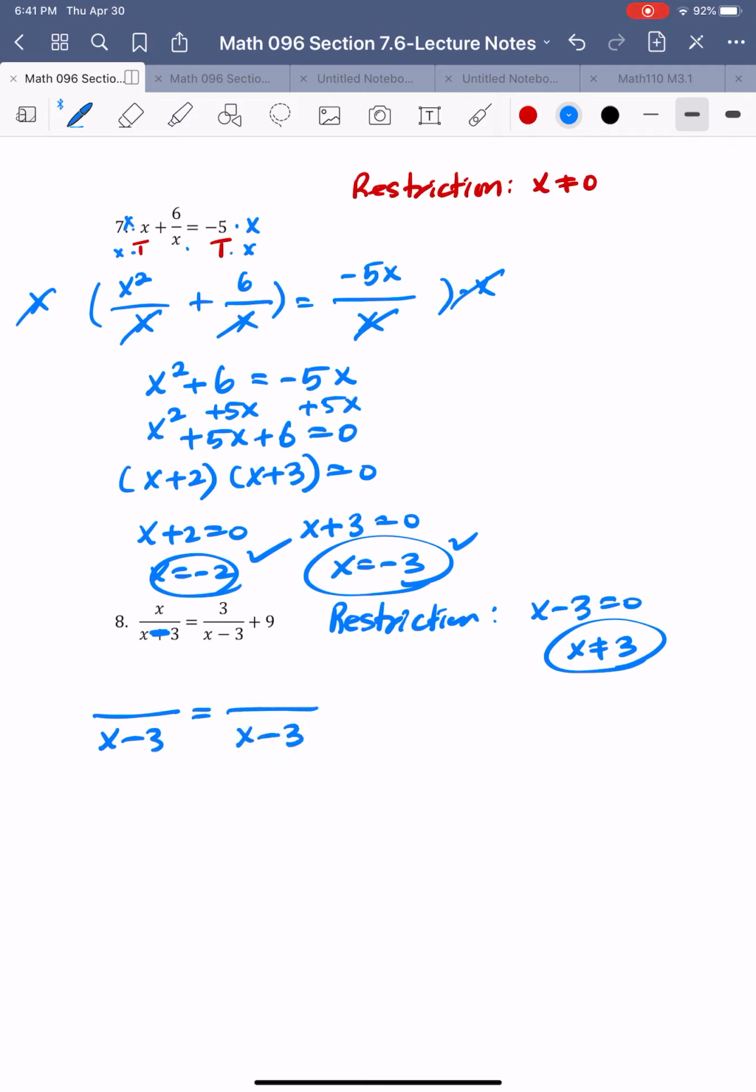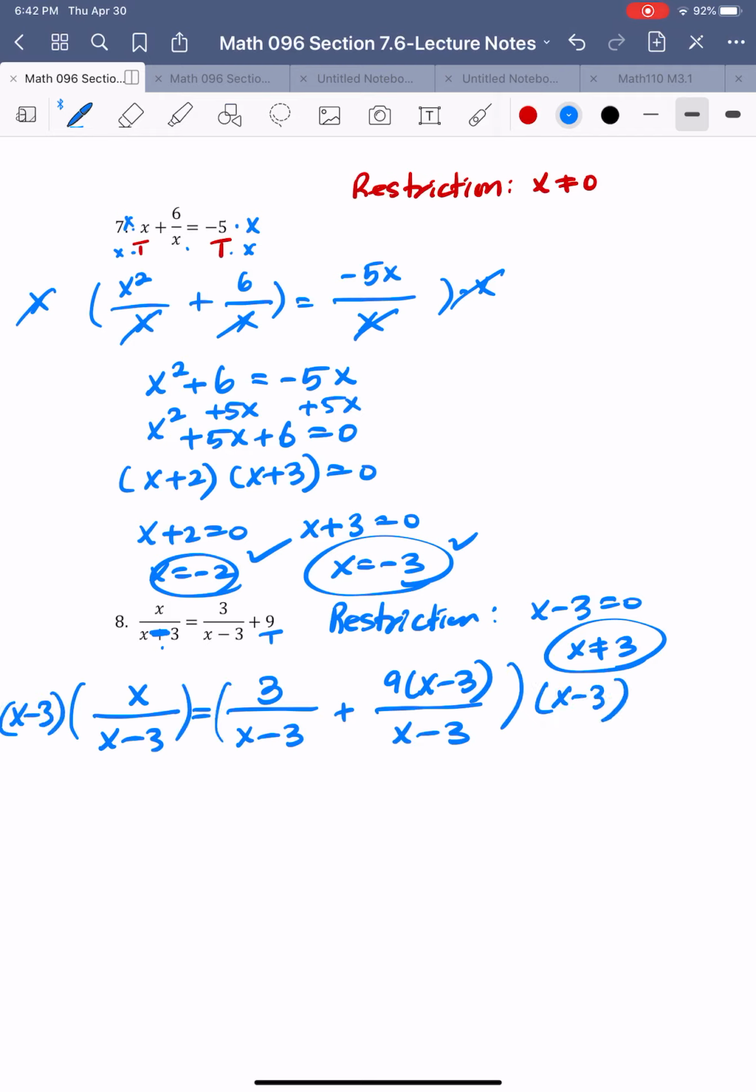x minus 3 over 1 is still x minus 3. So x minus 3 stays at x minus 3, x stays at x, and the 3 stays. Then 1 becomes x minus 3, so you need to multiply 9 times x minus 3. Then multiply by x minus 3 on both sides, and it will cancel all the denominators. So you get x equals 3 plus 9x minus 27.